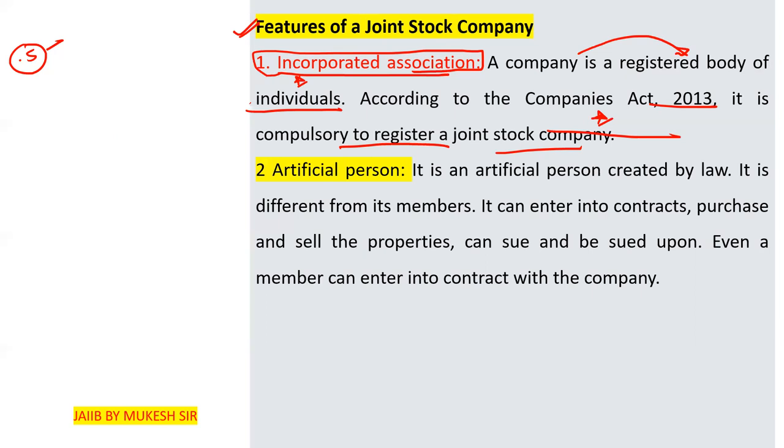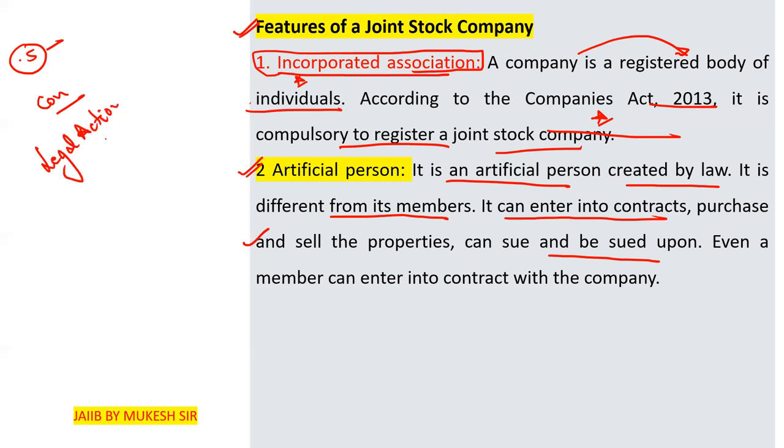Next one, that is artificial person. A company is an artificial person created by the law. It is different from its members. So it can enter into contracts, purchase and sell properties, and can sue and be sued upon. That is basically legal action.